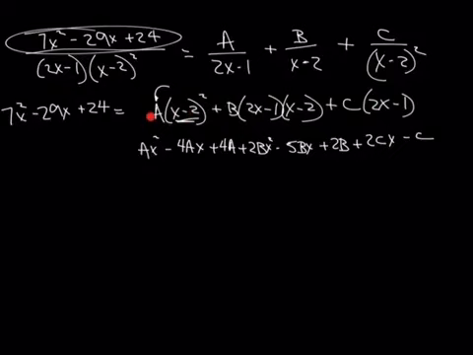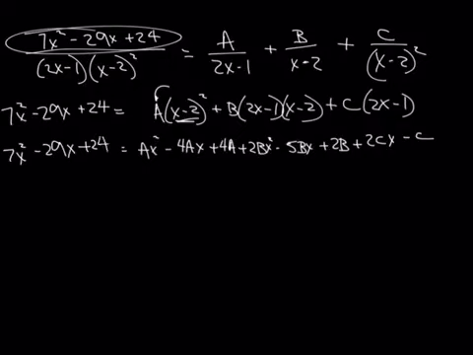I did the FOIL method, multiplied it by A, and got all this. Multiplied these two using the FOIL method, multiplied it by B, got this here. Took C and distributed. C times 2x, 2Cx. C times negative 1 is negative C. And that equals 7x squared minus 29x plus 24.